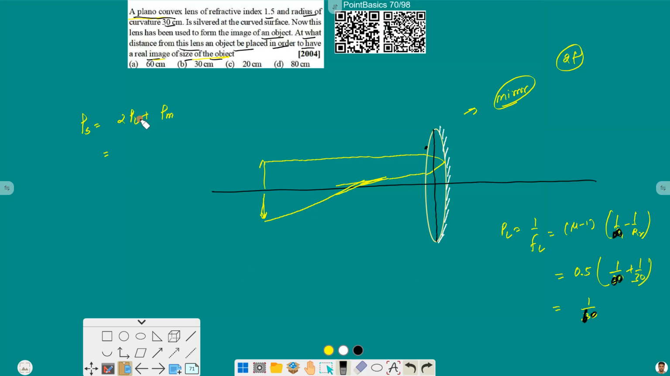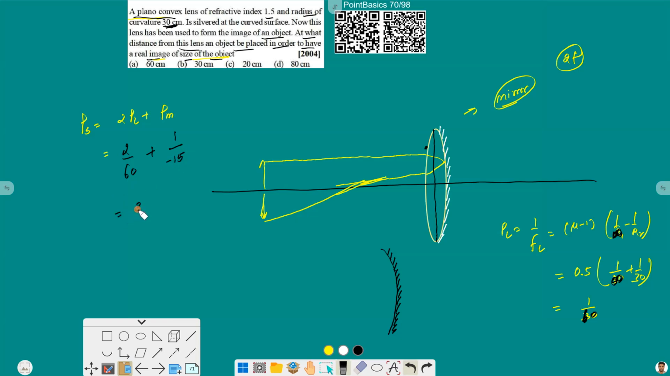Now we can write this formula that it will be 2 by 60 plus power of the mirror created here. So power of the mirror, as this our mirror will look like this. So it will act as a concave mirror, and its power will be negative, and that will be equal to 1 by the focal length. Focal length will be half of the radius of curvature. Radius of curvature is 30, so that will be minus 1 by 30.